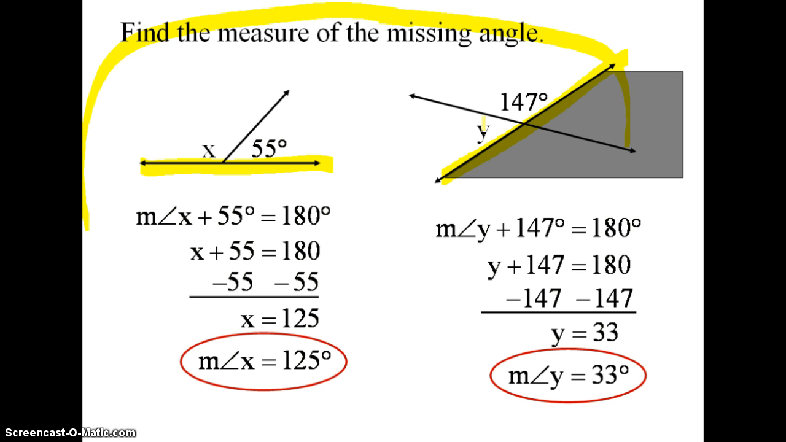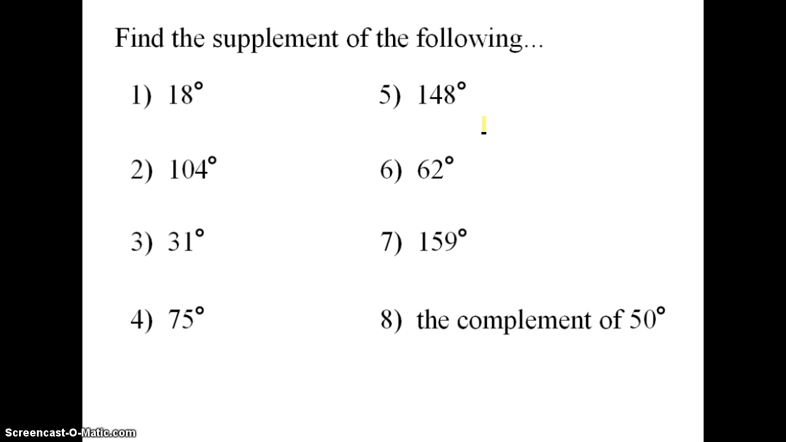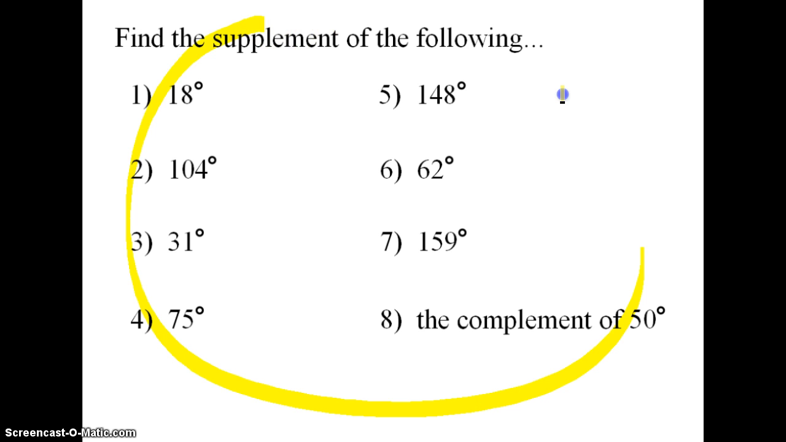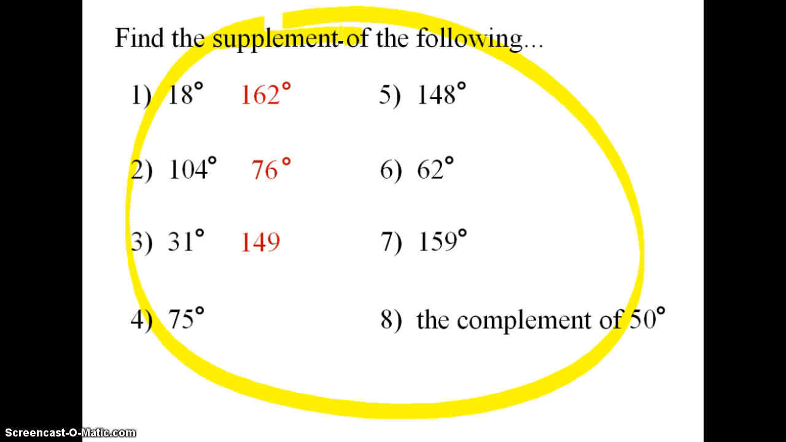How did you do? Alright, let's find the supplement of the following. So go ahead and copy this down in your notes and try it and spend a minute, and we'll come back. So in number 1, the supplement of the angle. Remember that supplements should add up to 180. So the other angle will give us 162 degrees. Number 2, number 3, and here are the rest of the answers.